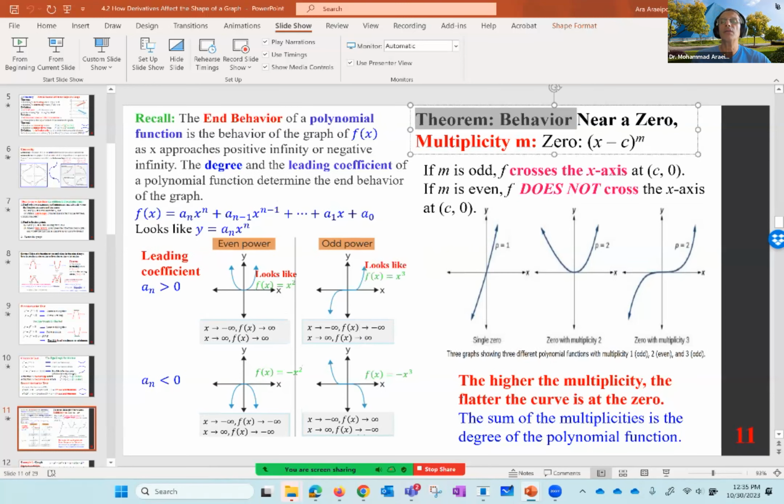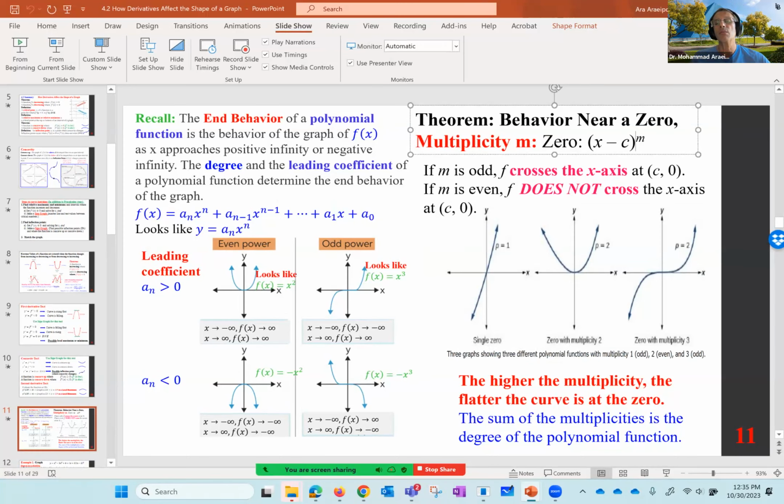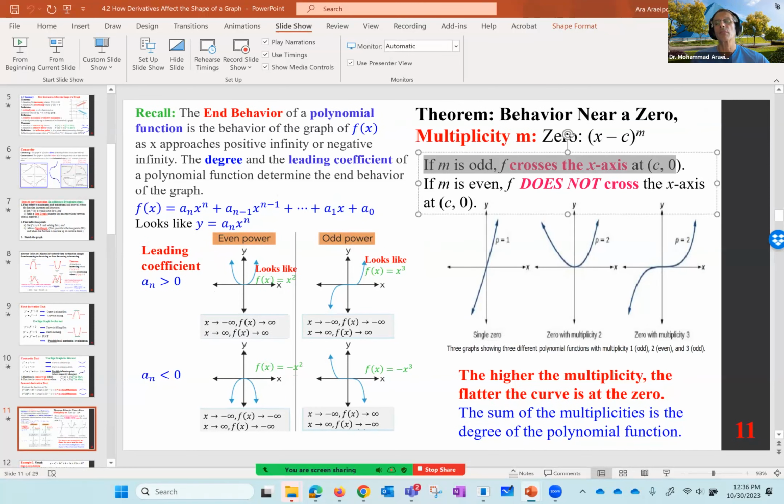We also have behavior here at an x-intercept, which depends on the multiplicity of a zero. m is the multiplicity of the zero. If it's odd, the graph crosses the x-axis at that point. If it's even, it can't, it will bounce back, as you can see in these examples.